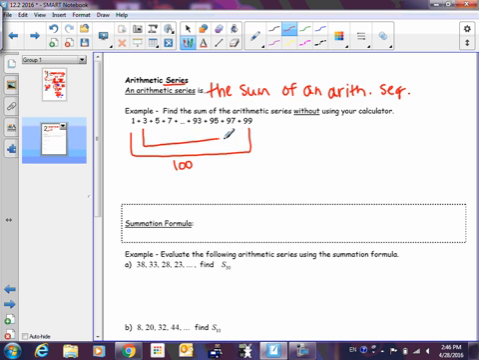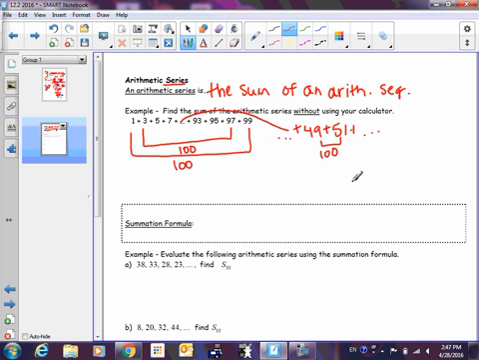What's 3 plus 97? 100. And so on, all the way down to right in the middle, where you would have plus 49 plus 51. These are the odd numbers in the middle, and that also equals 100. So the question is, how many pairs of numbers do you have? Because if we figure that out, we can just go times 100.